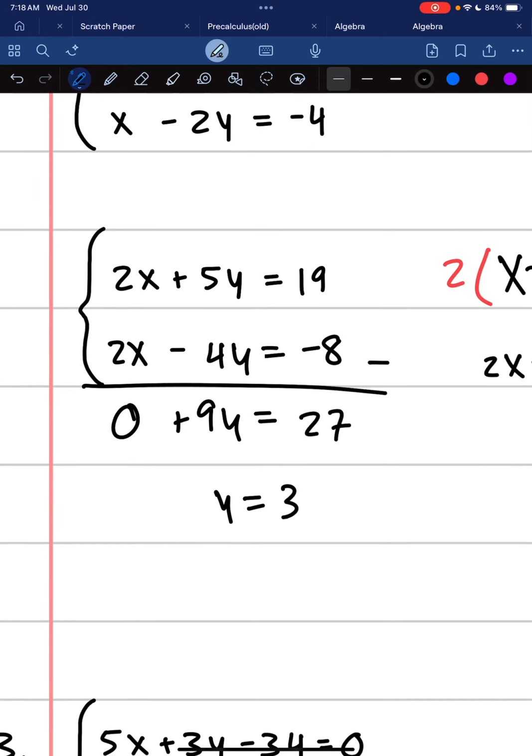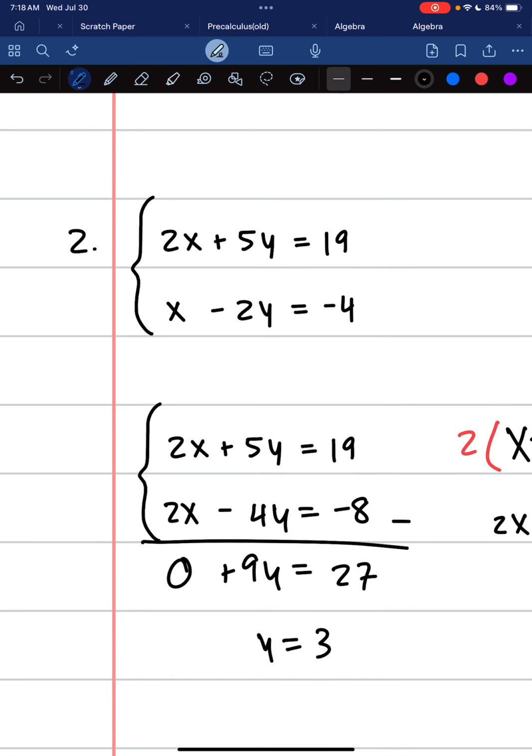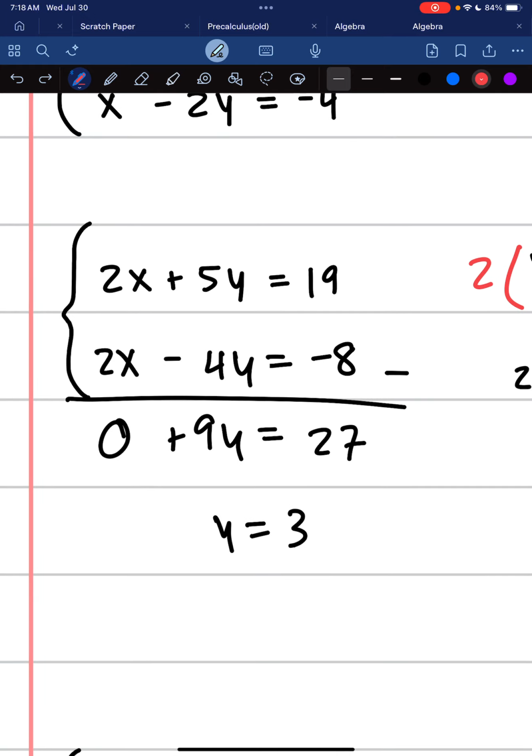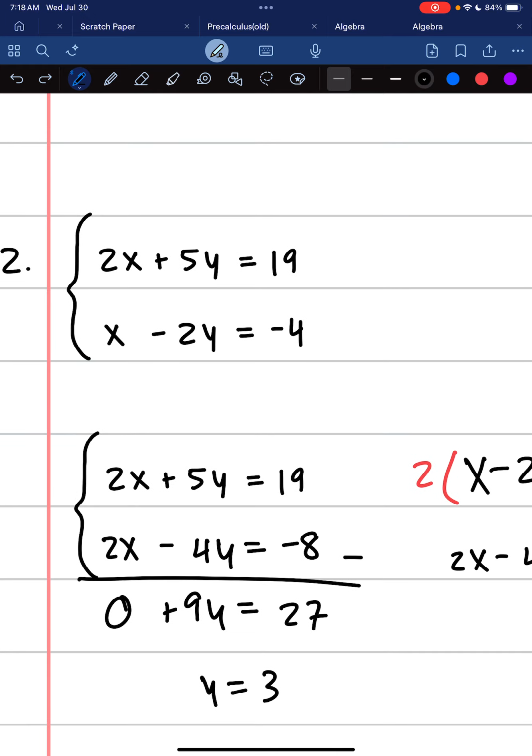So notice how I couldn't eliminate any of the variables right off the bat, but what I noticed was that I can multiply this equation by 2, and I can get that coefficient of 2 for the x so that they match here, and then I can just subtract the equations to eliminate the x variable. Now I have that y is equal to 3, and I can go back to either one of these equations, plug in y equals 3, and solve for x.